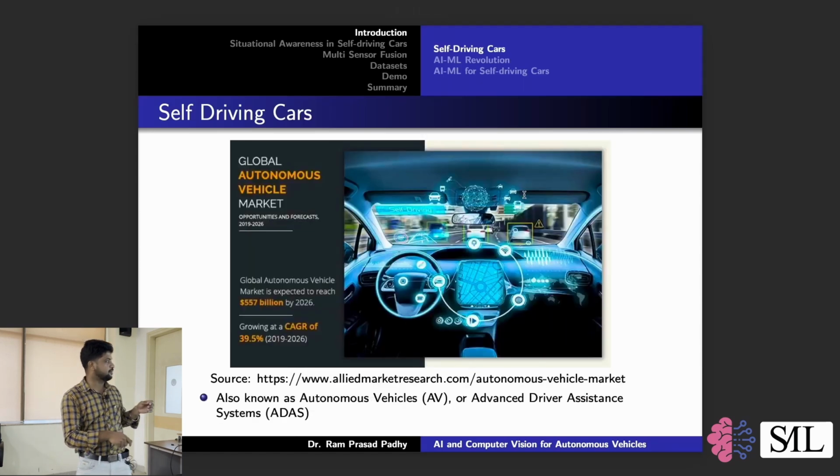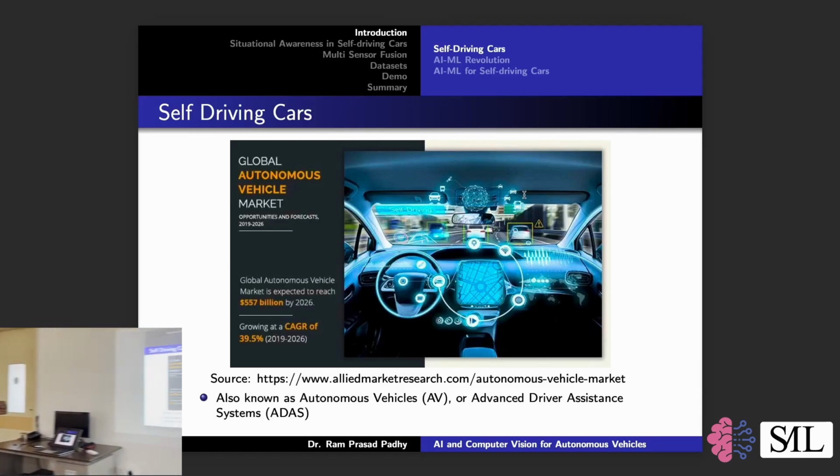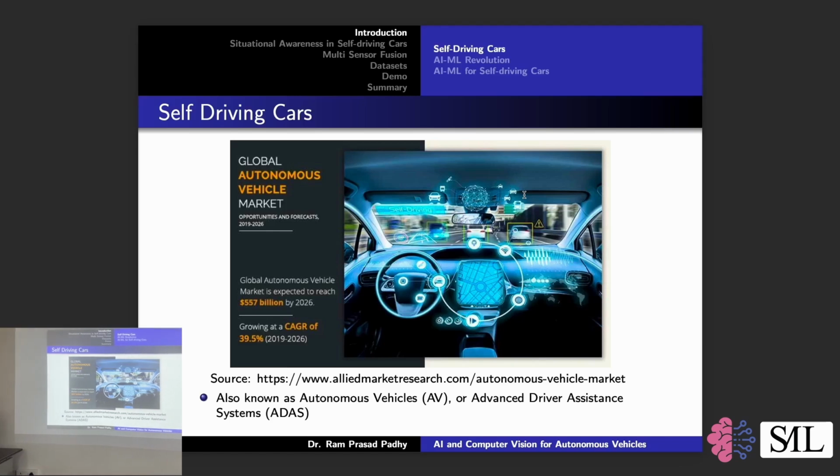So if you come to the market, you see the global autonomous vehicle market from 2026 to 2029, it is going to grow at a rate of 557 billion. Okay, the compound annual growth rate is 39.5%. Right, so many researchers and so many companies are nowadays working on it.